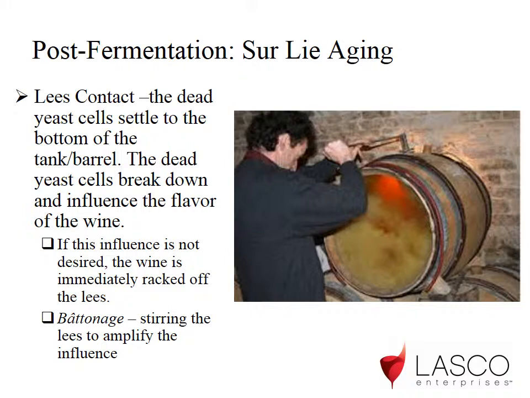If this influence is not desired, as for wines that want to show off their fresh primary fruit and floral character, the wine is immediately racked off the lees. If the winemaker does want the influences of the lees, the wine is allowed to remain on the lees, either in barrel, tank, or bottle, for an extended amount of time. This is known as sur-lie aging. To amplify the influences of the lees further, the winemaker can stir the lees, causing them to come into contact with more of the wine, thus imparting more flavor. The French call this lees stirring batonnage.